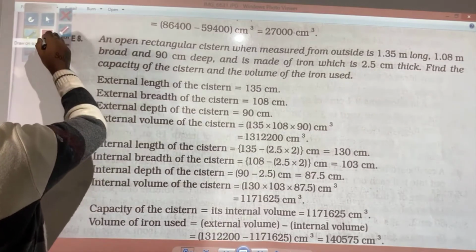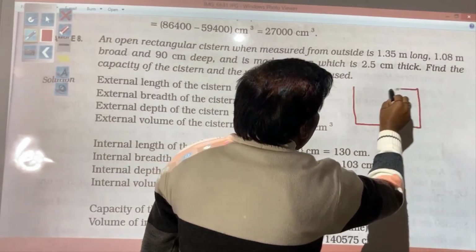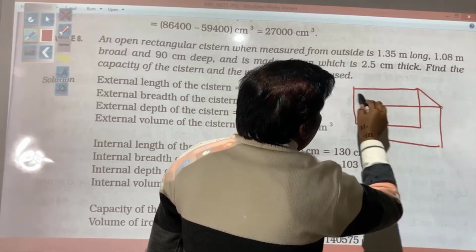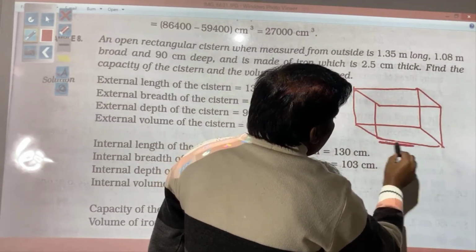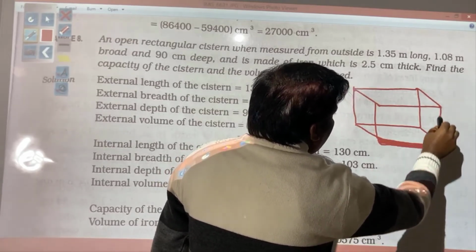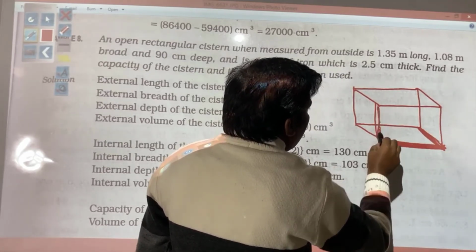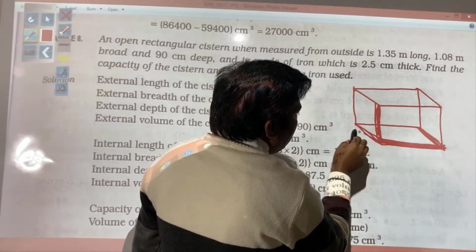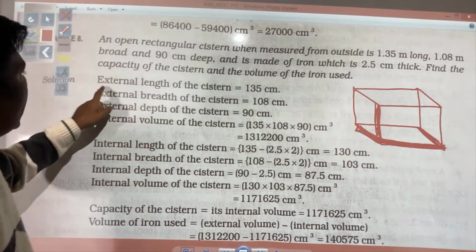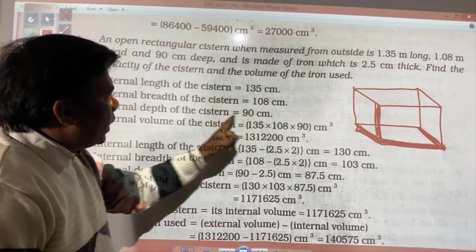In the same way as the previous question, this is required to be solved. Here you see in this shape you have your cistern. Some thickness is there, since it has been made of iron, and this is the thickness. The external length of the cistern has been given as 135, breadth has been given, and depth has been given.